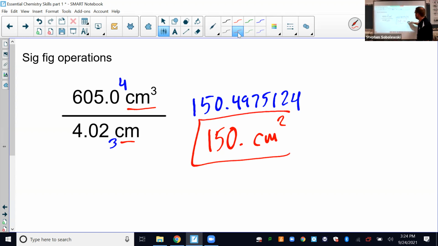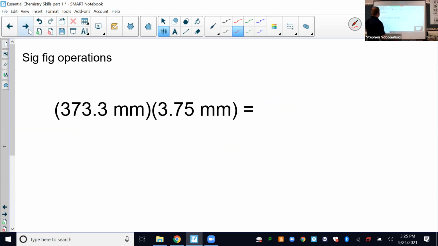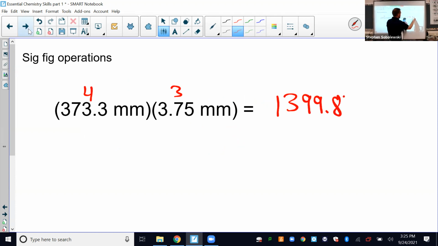All right, I think this is the one I was talking about. 373.3 millimeters times 3.75. 4 sig figs here, 3 sig figs here. My calculator tells me 1,399.875. I need to report this with 3 sig figs.